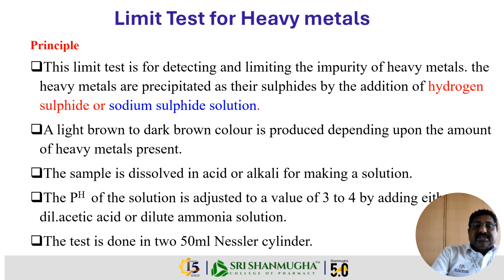The sample is first dissolved in acid or alkali to prepare a clear solution. The pH of the solution should be adjusted to about 3 to 4 using dilute acetic acid or dilute ammonia solution. The test is carried out in two Nessler cylinders, one for the test solution and the other for the standard solution. The color produced in both solutions is compared to determine whether the heavy metal impurity is within the limit.